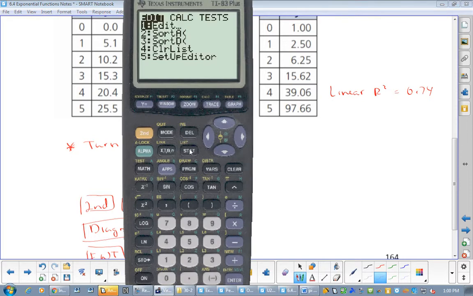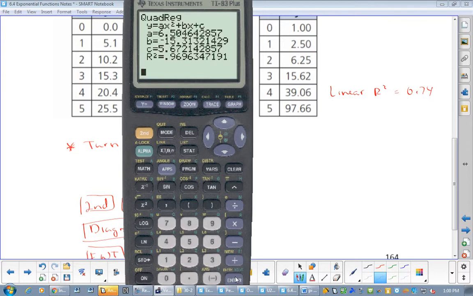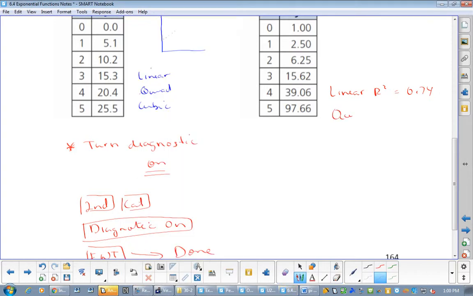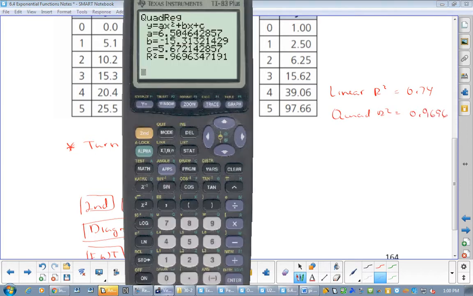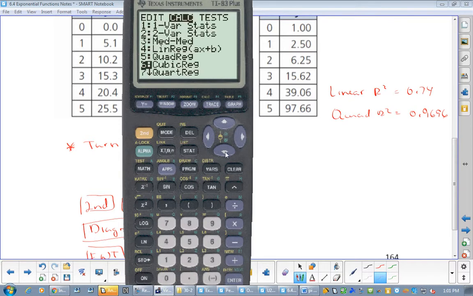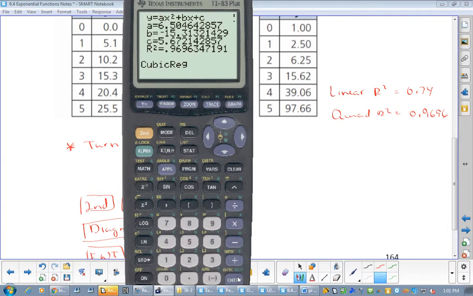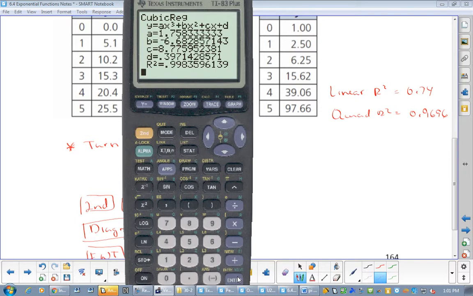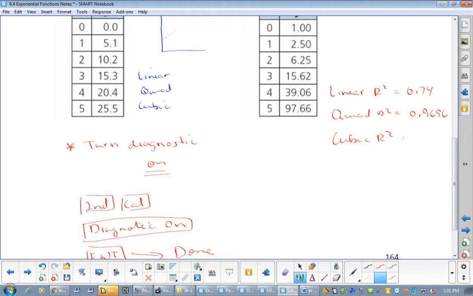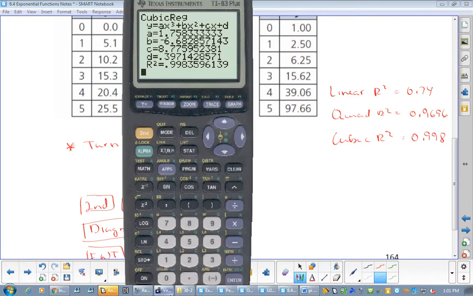And you can see how quick it is, right? You've already done the work. Stat, calc, we'll do quadratic regression next. We got 0.9696, so quadratic r squared equals 0.9696. Try it again: stat, calc. Let's go cubic. Enter, enter. 0.998. So cubic, 0.998.